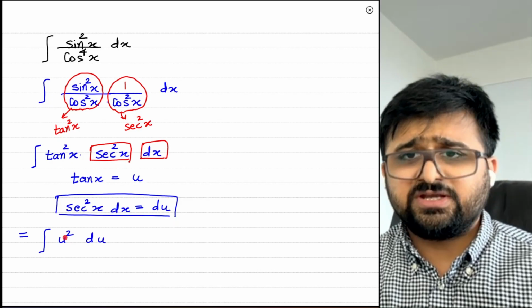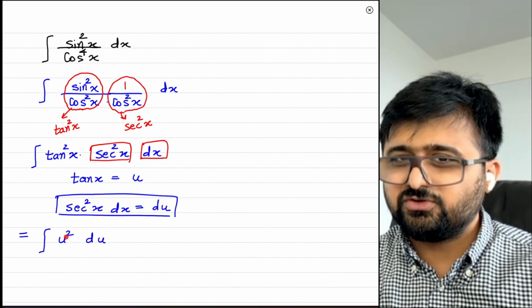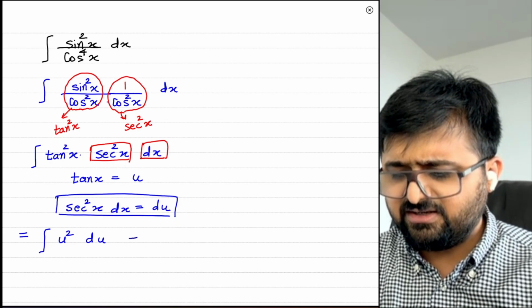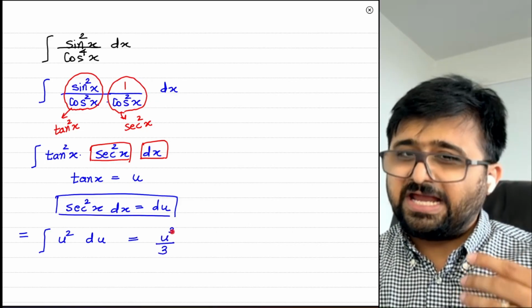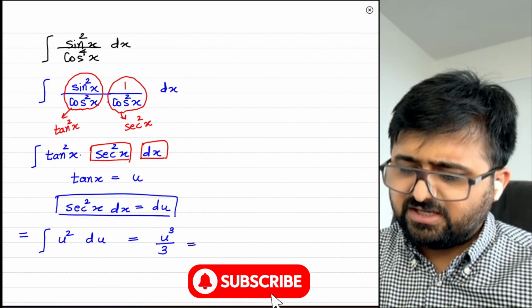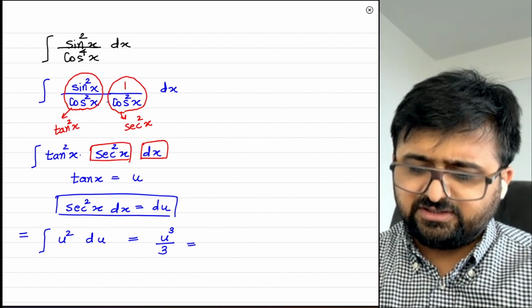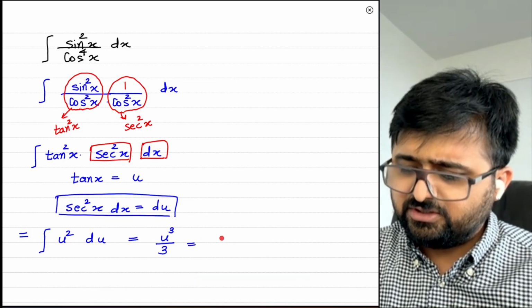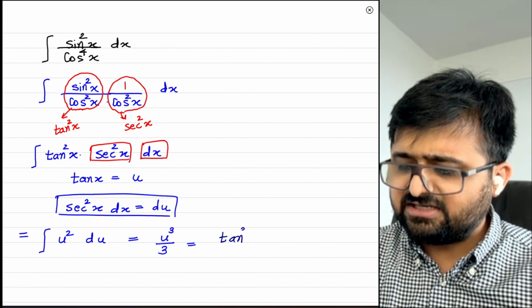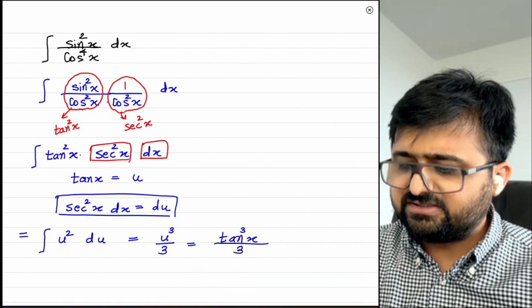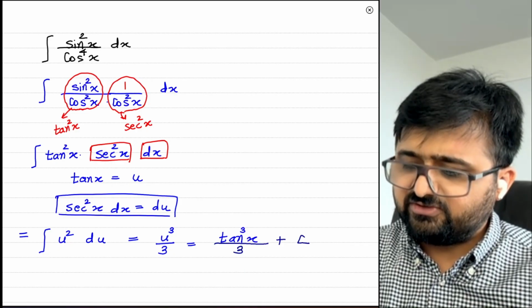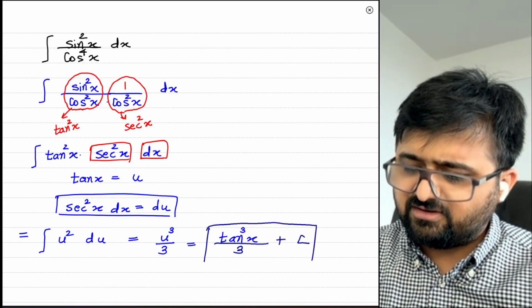Now it's very easy because we know the integration of u square is just like u to the power n, so this is u cube divided by 3, u to the power n plus 1 divided by n plus 1. And we can convert it back to the x world because tan x is equal to u. We can just say this is tan cube x because u is tan x. This will become tan cube x divided by 3, plus let's add the constant of integration c, and that is your final result.